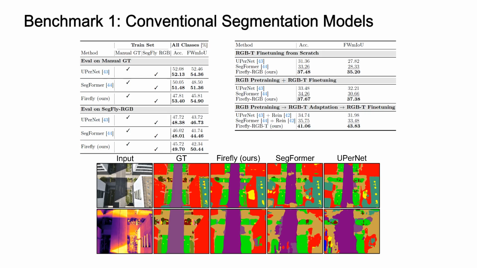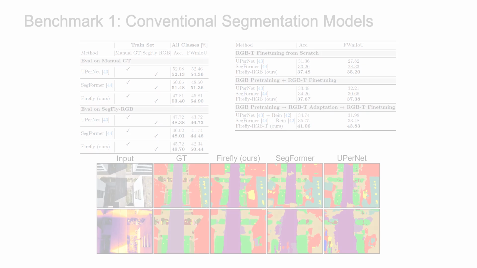On SegFly RGB, Firefly and established architectures such as UperNet and SegFormer show a clear improvement when trained on the full pseudo-label set rather than on manual annotations alone. Notably, Firefly achieves the best performance across both modalities. These results demonstrate that our cross-modal adaptation approach, combined with large-scale supervision, is effective, and that the automatically generated labels are sufficiently robust to train competitive models.